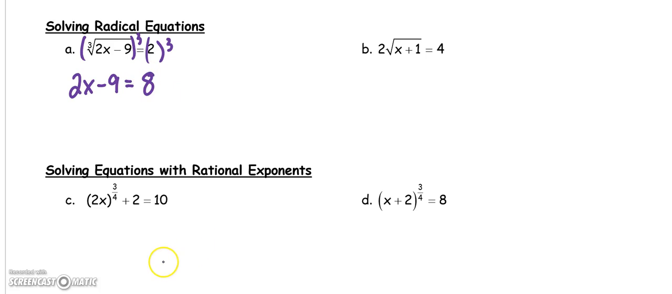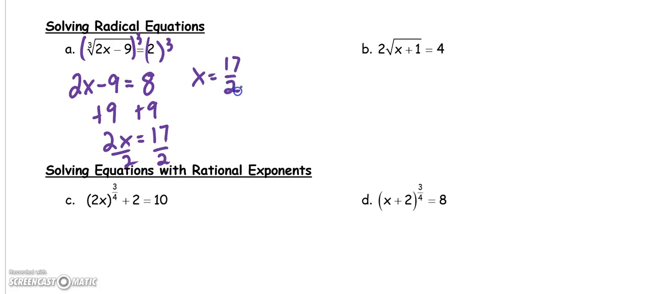And then once we've done that, we have a really simple linear equation to solve. So we're going to add 9 to both sides. So we get 2x equals 17. And then divide by 2. And we get x equals 17 over 2.